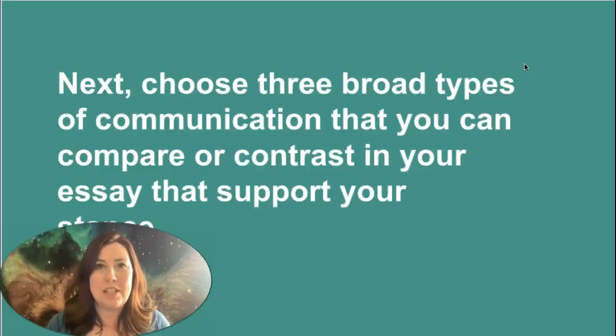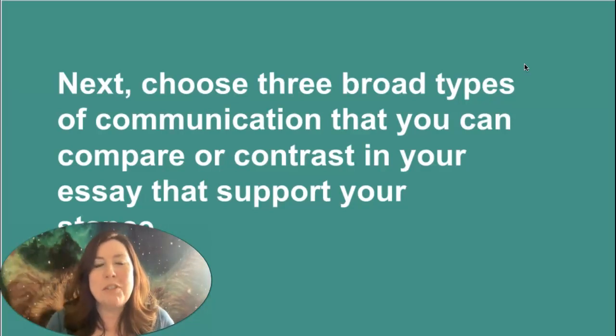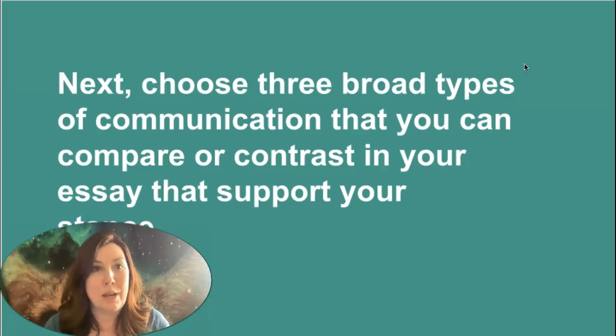The next thing that you would need to do is choose 3 broad types of communication that you can compare and contrast in your essay that support your stance. It's up to you if you'd like to add those 3 main points once you have them to your thesis statement, which we call a blueprint. You could say communication has worsened in the last 40 years as evidenced through blah, blah, and blah. Or you don't have to. You could have just a really simple thesis statement that doesn't include the 3 points. You just want to make sure you know your 3 points and that your 3 points do appear in your topic sentences.